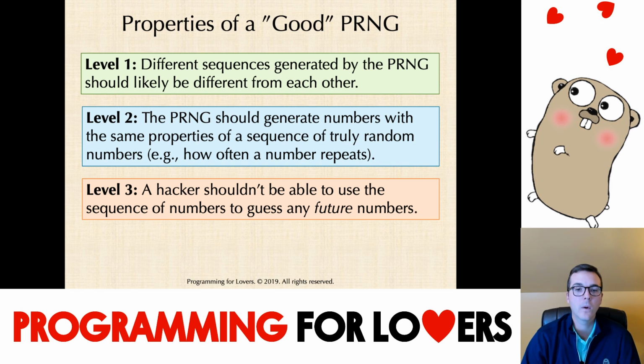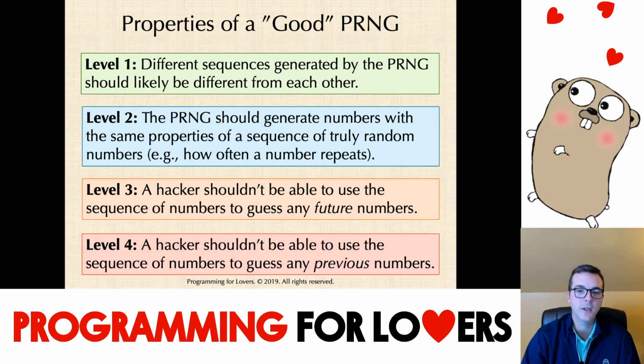But level 4, which is kind of like the state of the art for PRNGs, would be that you can't use the sequence of numbers to generate any previous numbers either. So not only can you not predict the future, but you can't predict any previous numbers either. And that would be a very, very good PRNG.